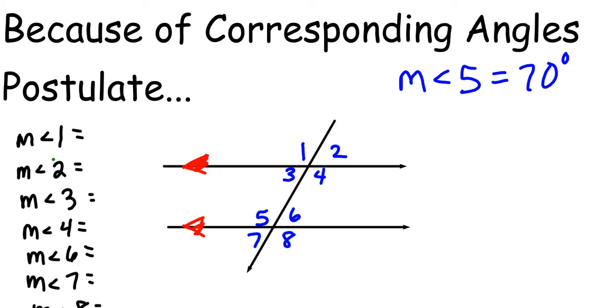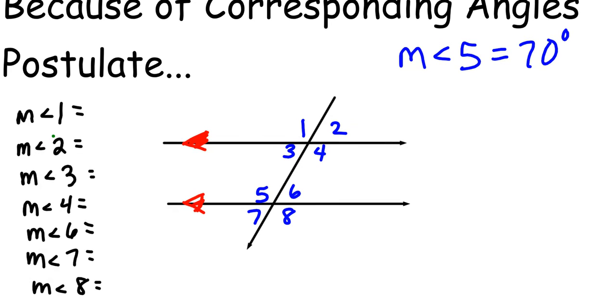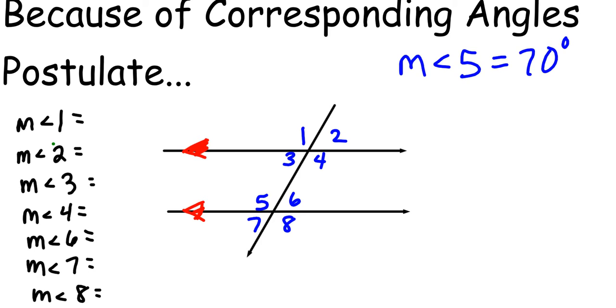So we can use that to work out a problem here. If I tell you that the measure of angle 5 is 70 degrees, then I can go in and I can mark angle 5 as having 70 degrees. I could use the supplement theorem to tell me that angle 5 and angle 6 form a linear pair, so they're supplementary. So angle 6 has to have 110 degrees.